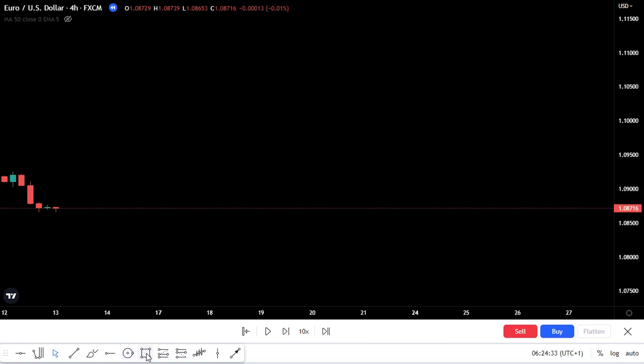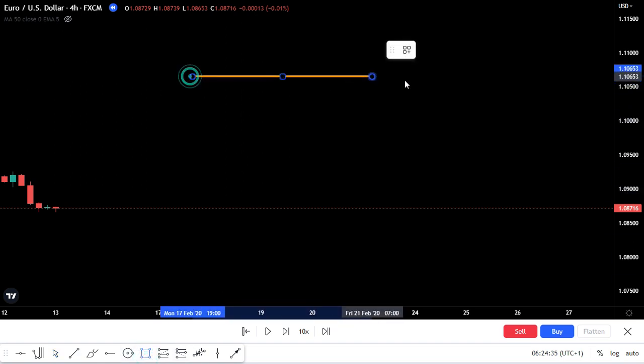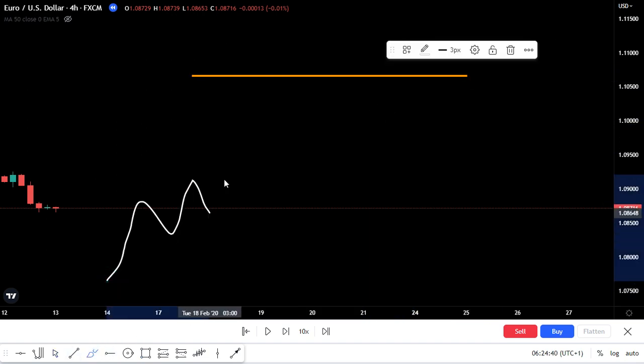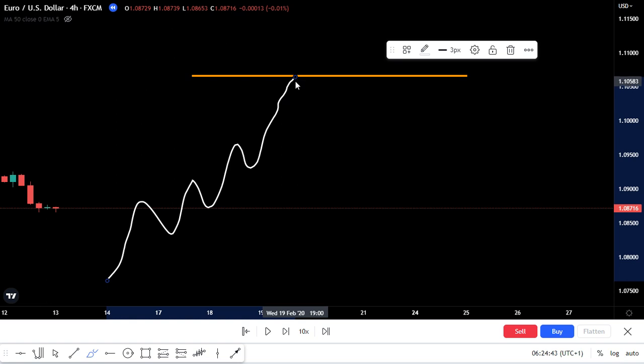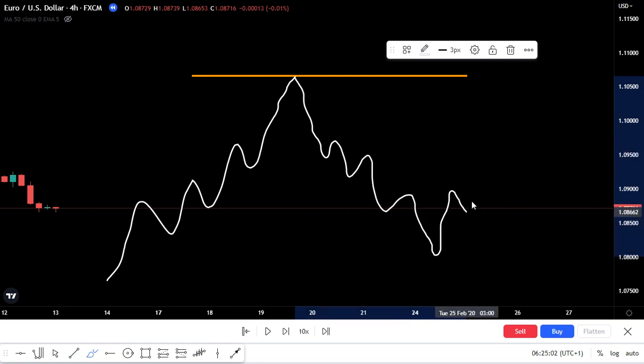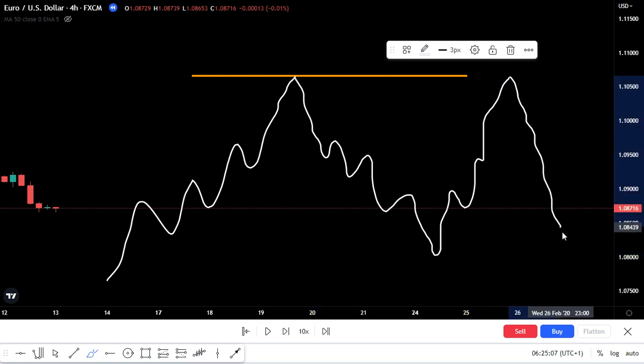So if I want to use a sketch right here, this could be a resistance level. If the price is pushing up to this level, and you put in this line, maybe based on the previous price action, as a resistance level, what you're expecting as a price action trader is whenever the price comes back to this level, you're expecting the price to reverse from this level and push to the downside, right? So if the price should push up again and come to the level again, you're expecting the price to reverse and push to the downside.